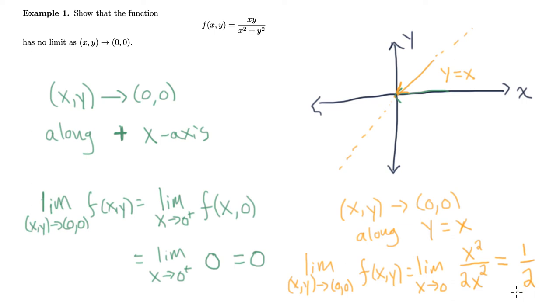So this is extremely interesting. We have two different limits approaching the same point from two different directions. That means the limit does not exist. If the limit exists, then no matter what direction I approach the point (0, 0), I would have to get exactly the same limit.